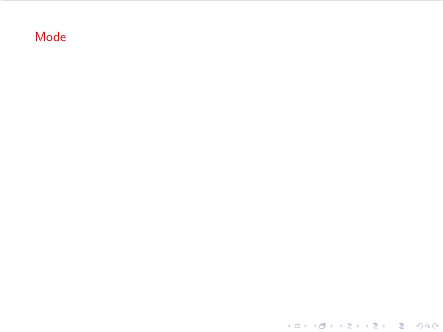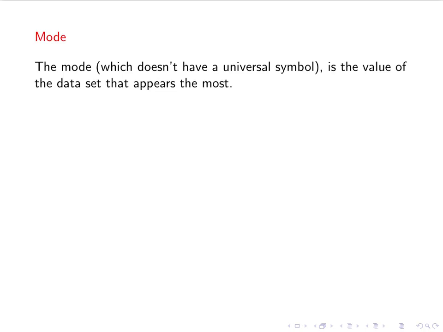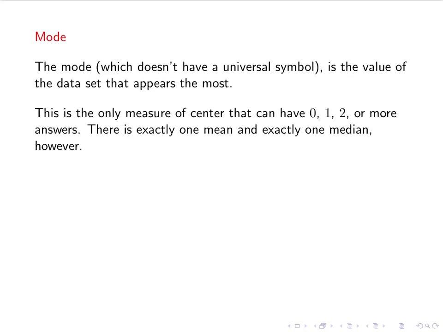Next is the mode. So the mode, which doesn't have a universal symbol, is the value of the data set that appears the most. This is the only measure of center that can have 0, 1, 2, or more answers. So every data set has one mean and one median, but you might have no mode. You could have one mode, you could have two modes, you could have 12 modes. So it's the only one where you don't necessarily just have one answer.